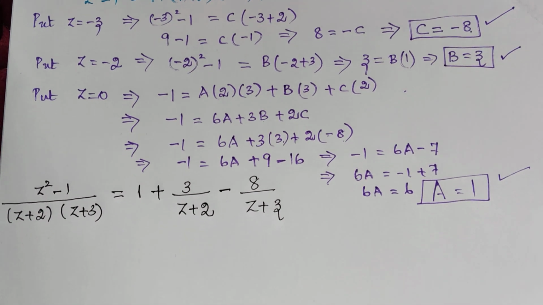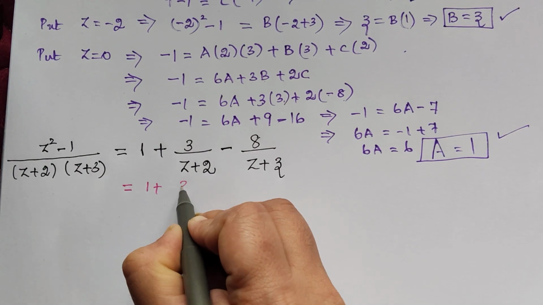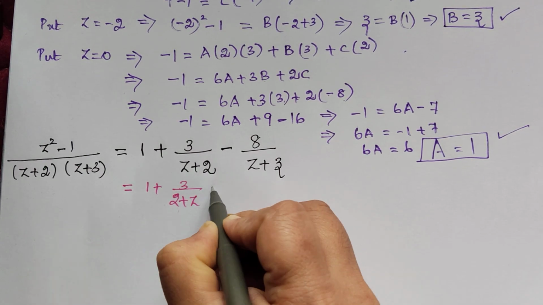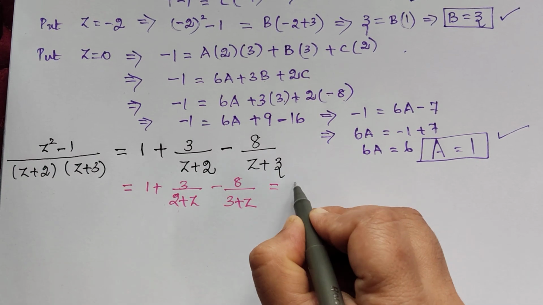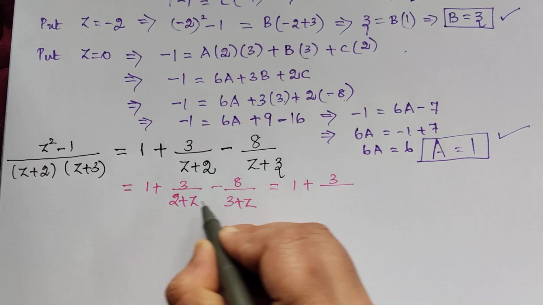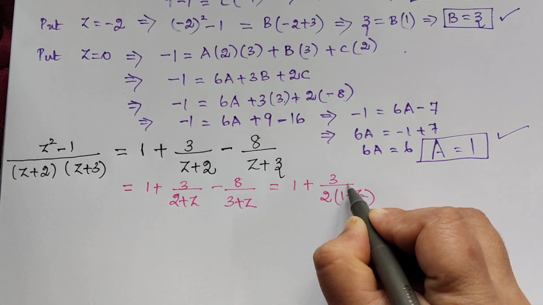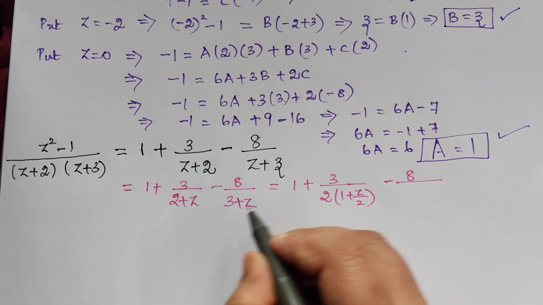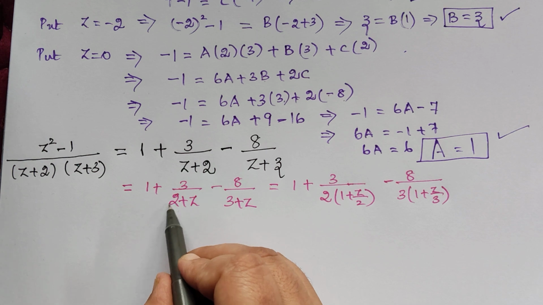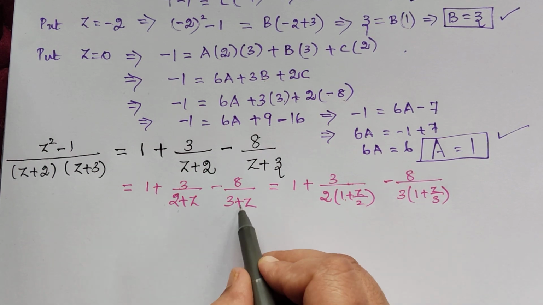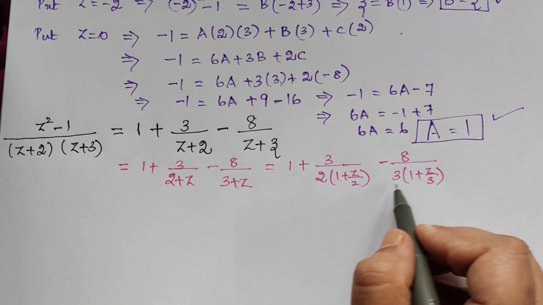Now from this we will obtain the Taylor series expansion. This can be written as 1 plus 3 by 2 plus z minus 8 by 3 plus z. I am just rewriting it. Then we can write it as 1 plus 3 by 2 taken out, it will be 1 plus z by 2, and then minus 8 by 3 taken out, it will be 1 plus z by 3, because we have taken 2 out. If you multiply and see, we get back this one. We are rewriting it in this manner so that we can easily split it up as a series.